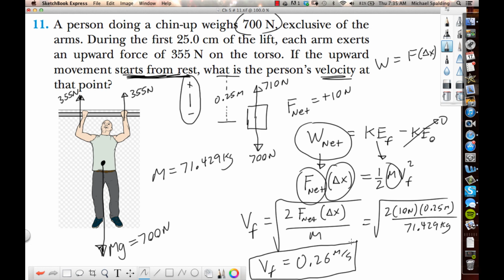And then just for fun, solve it force style. Free body diagram, sum the forces, get the acceleration, and then do a kinematic. You could also do it that way.